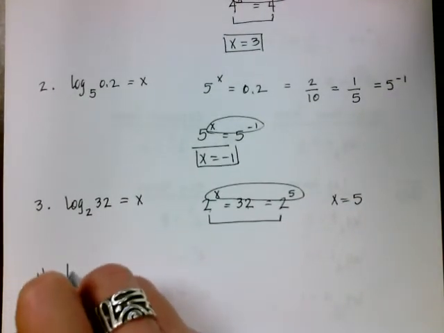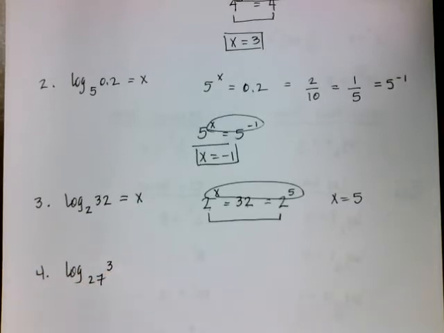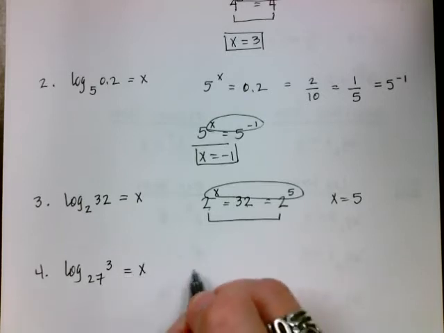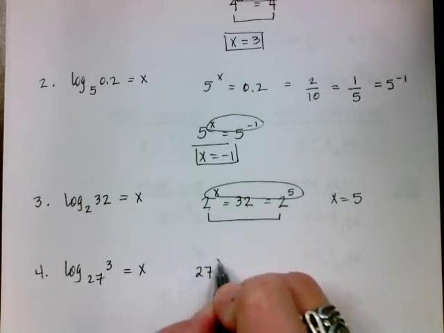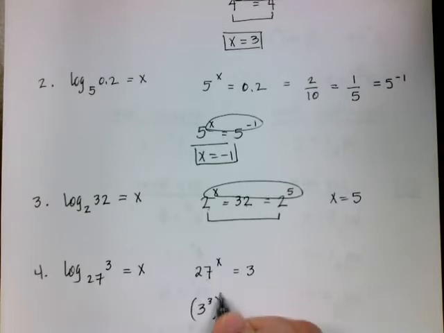Number 4, I have the log base 27 of 3. I want you to evaluate without a calculator. So I'm going to add my little x. Now this time I'm going to do 27 to the x is equal to 3. Well, 27 to a power is not going to give me a 3, but 3 to the third gives me 27. So this time I'm going to rewrite the left-hand side. So 3 to the third raised to the x is equal to 3.